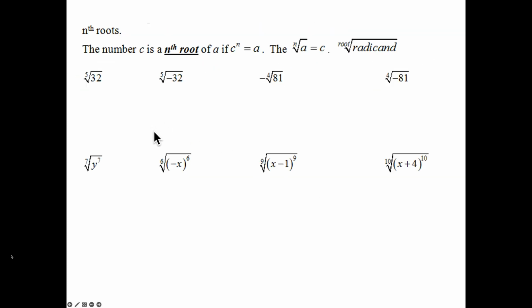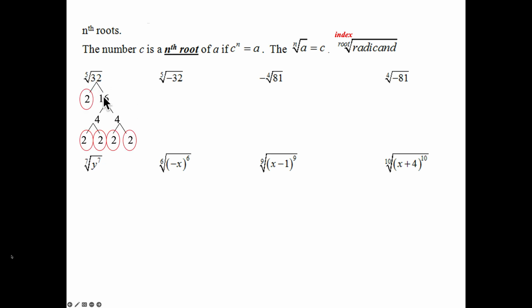All right, nth roots. If c to the nth power equals a, then the nth root of a is equal to c. The word root here can also be replaced with index. The number inside is called the radicand. So what we want to do is break this down. For 32, we want to break it down to one number multiplied by itself 5 times, because that's my root.